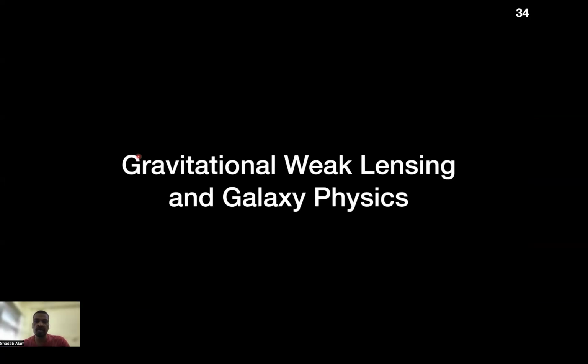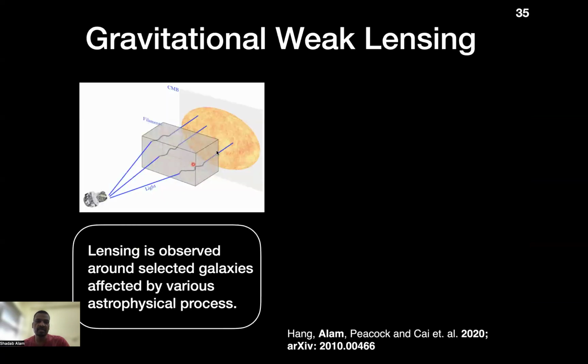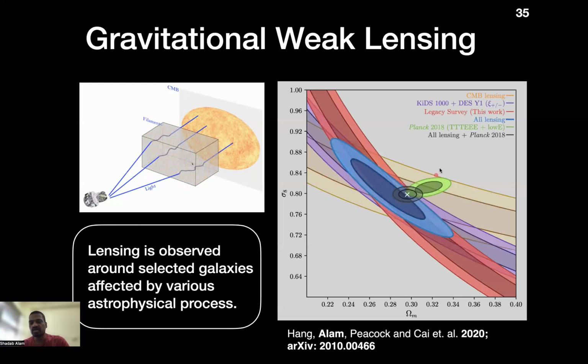And so lastly, I want to cover very quickly gravitational weak lensing and galaxy physics. If you think about weak lensing, it's essentially all the structure in between the observed plane, whether it's the CMB or some galaxies, and us, that bends the light and produces correlated bending, and it's something we can look at. And so there is some tension in the omega matter sigma 8 plane if you compare CMB with weak lensing, but it's fairly weak. It's not that strong, and all of them can be consistent with omega matter of 0.3 and sigma 8 of 0.8.